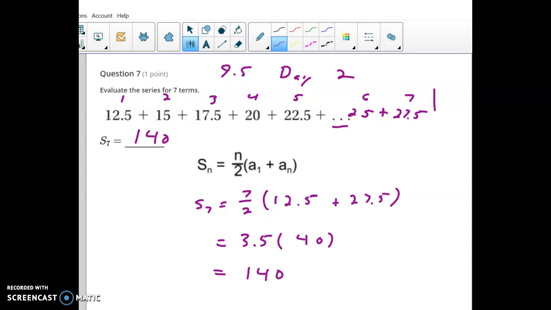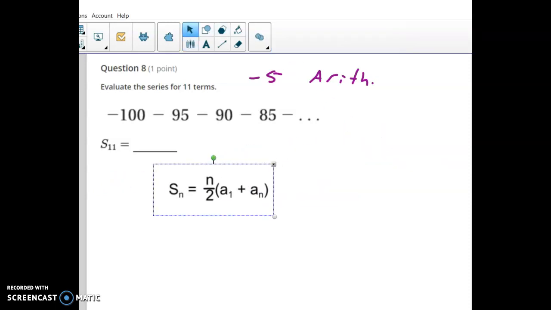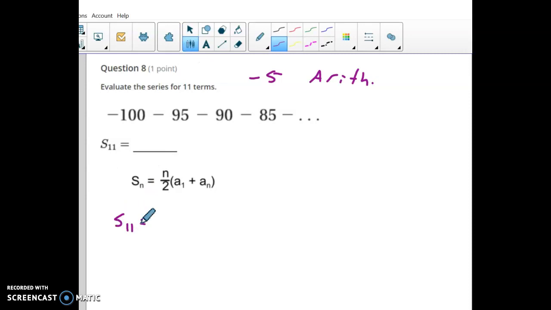All right, and then question 8. Very, very similar. This pattern is going down by 5 each time, which makes it arithmetic. And it's a series because we want to add them all up for 11 terms. So it's the same formula. What's different on this one is we don't necessarily know a sub n, the last value. If I did my little setup here, I could say the sum of 11 terms is 11 divided by 2. I certainly know the first term, that's negative 100. But I don't know the last term, a sub n.